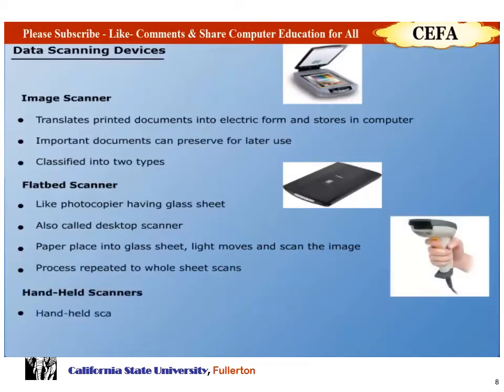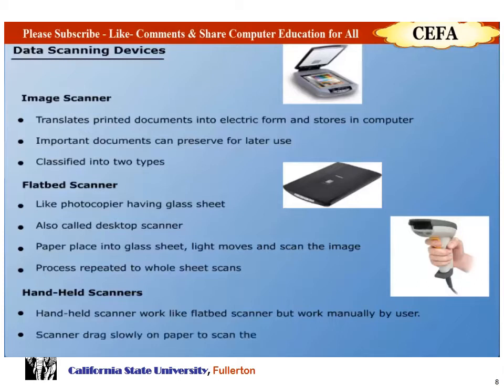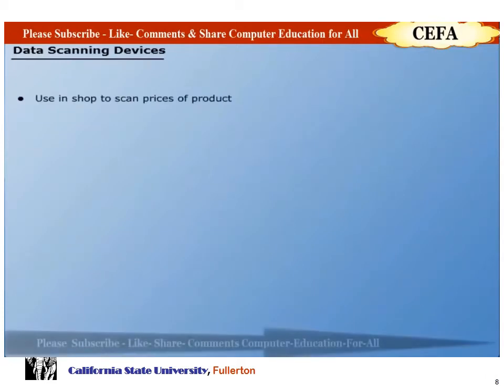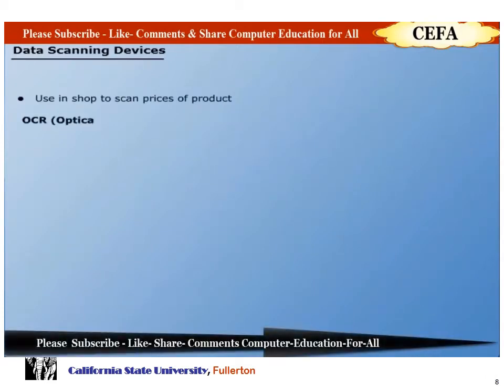Handheld scanners. Handheld scanners work much like a flatbed scanner, but it works manually by the user itself. For scanning the documents or products, the scanner is dragged slowly with its light on. Handheld scanners are mostly used in shops to scan the price of products.